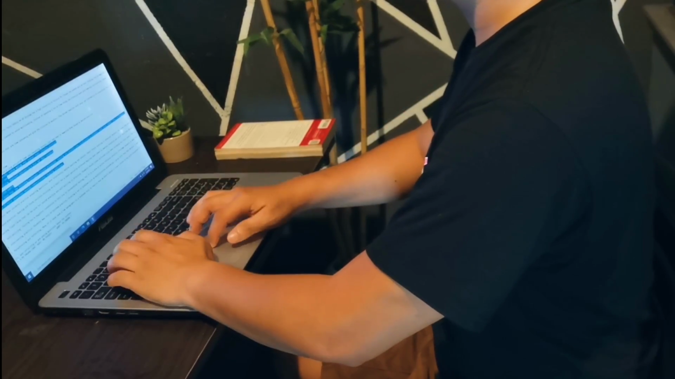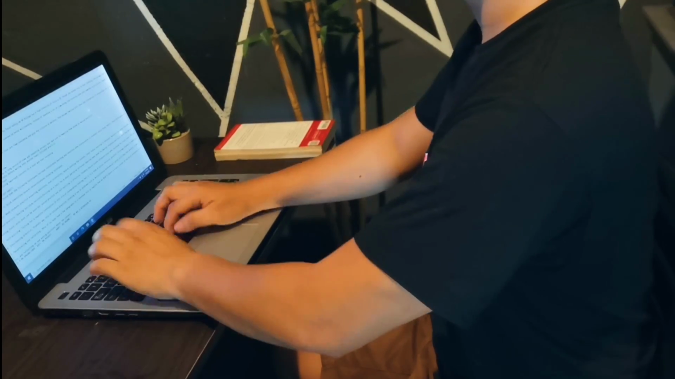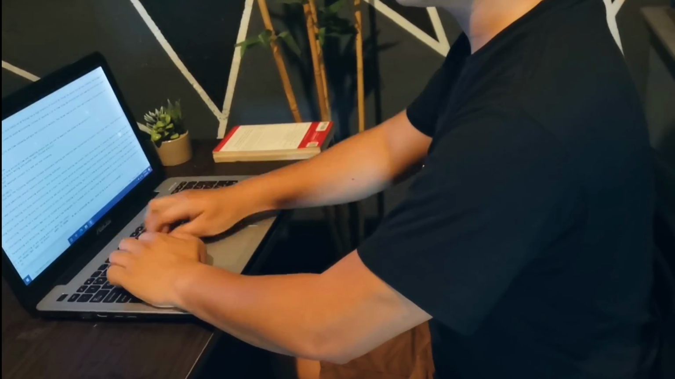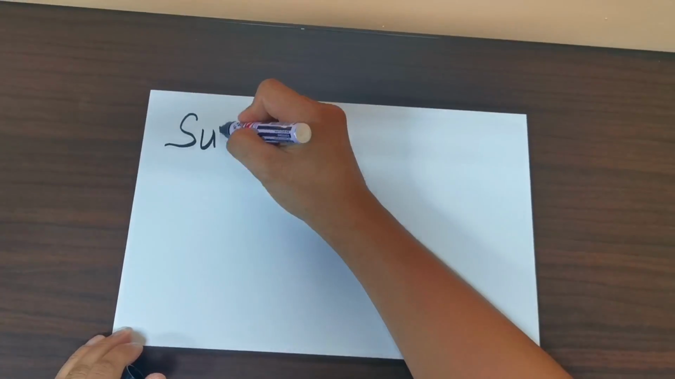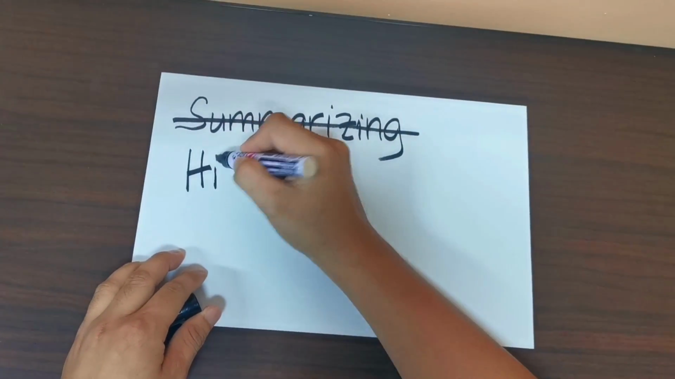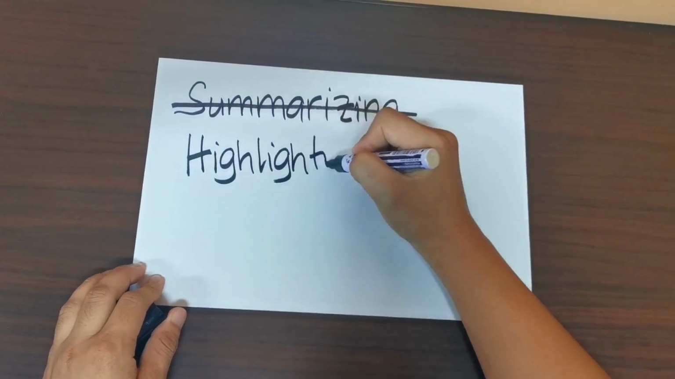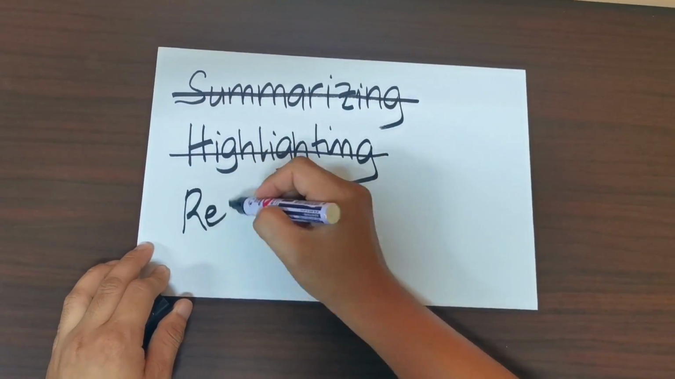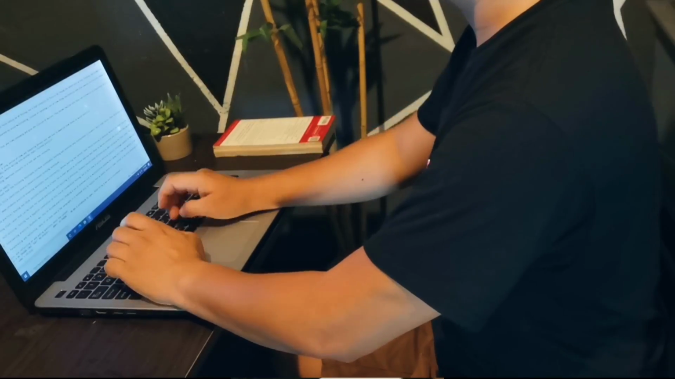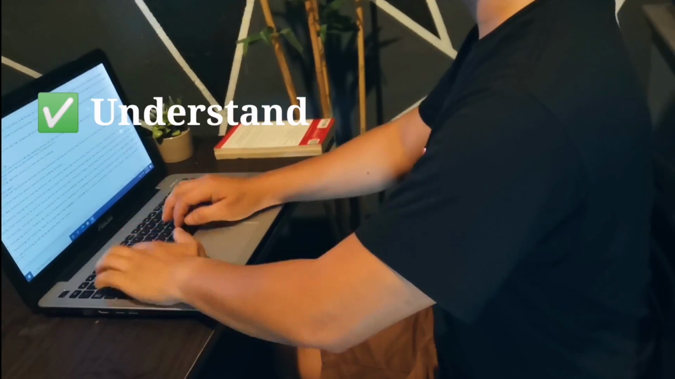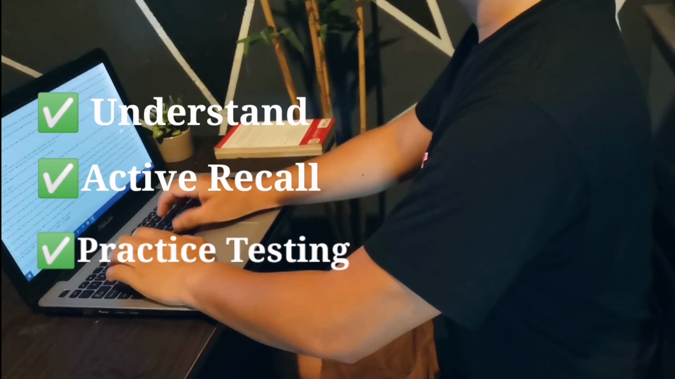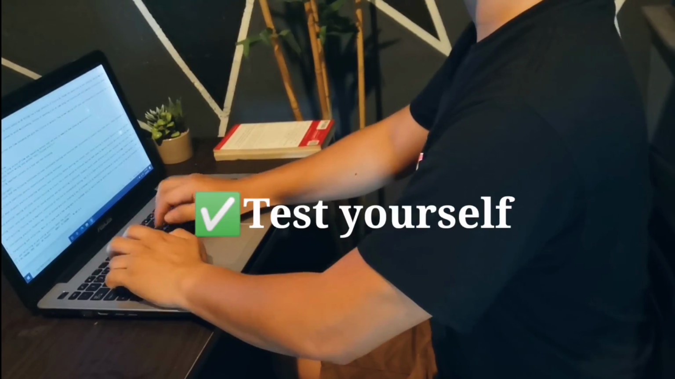Finally, the good stuff: how do we take all this advice and actually integrate it into our lives? Well, first cut out highlighting, summarizing, and most especially rereading. The evidence is there. If there's one thing that you really need to change, it is rereading. And that includes rewatching lectures, rewatching YouTube videos, rereading your notes, and rewatching everything. What can work is to get a basic understanding of the topic and quickly move on to active recall and practice testing.